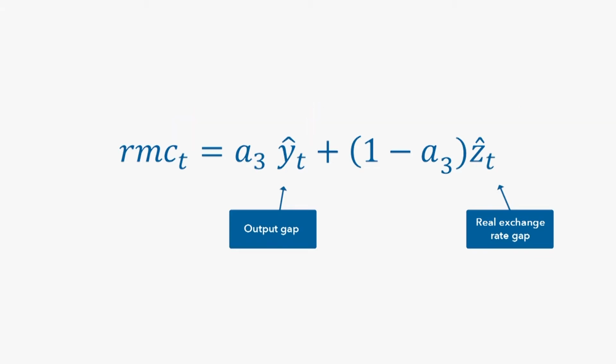The index is a weighted average, with coefficient A3 being the weight of the output gap. The output gap in the real marginal cost index approximates the marginal costs of domestic producers, while the real exchange rate gap approximates the marginal costs of importers.